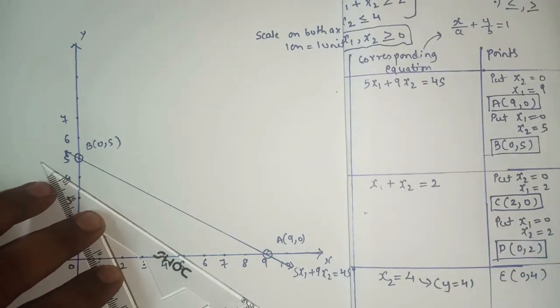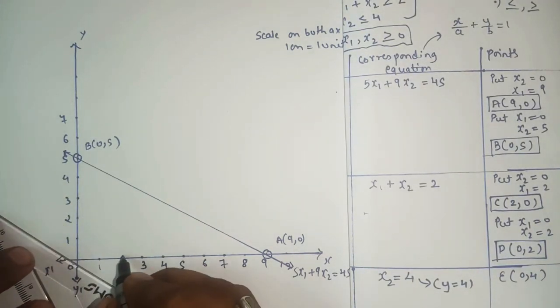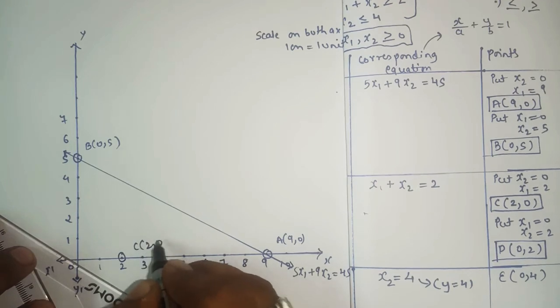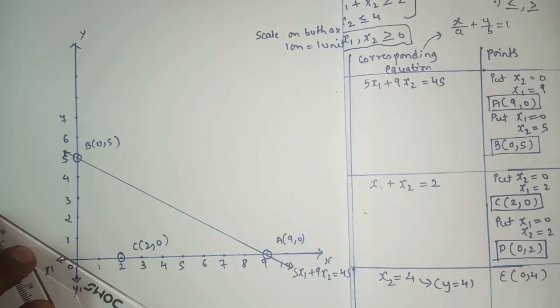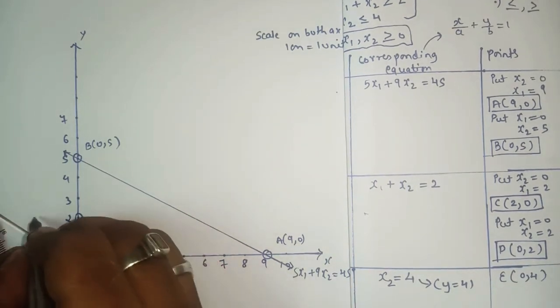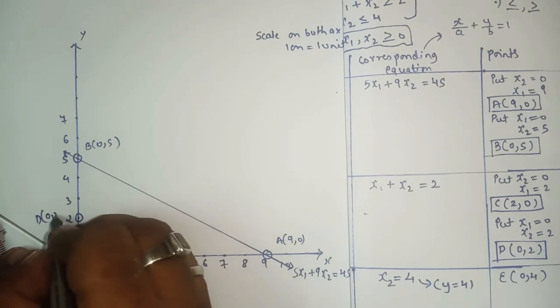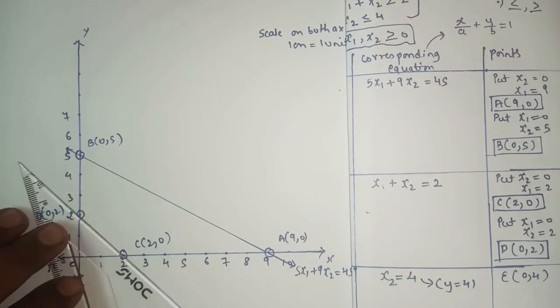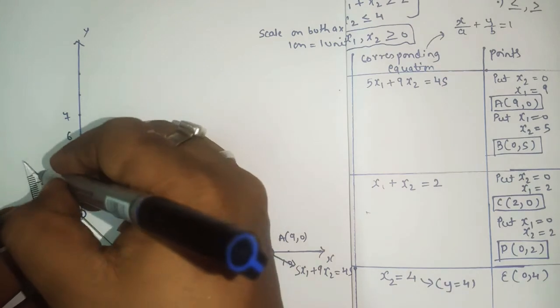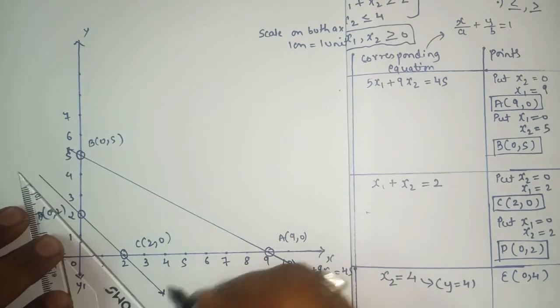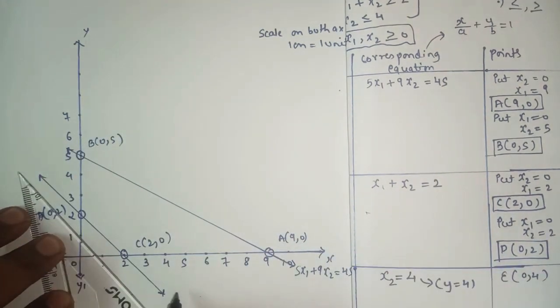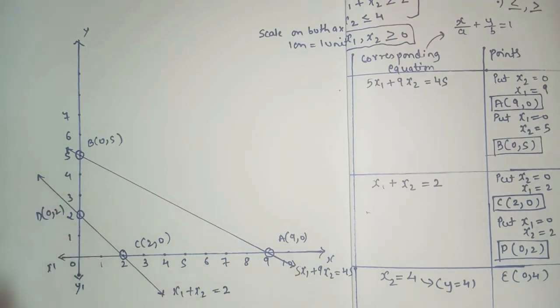What is the third point? It is 2 comma 0. So 2 comma 0 will come here, and the fourth one is 0 comma 2, that is T, 0 comma 2. Now we'll join these 2 points. We'll draw the line. So what was the equation? It was x1 plus x2 equal to 2. Okay.